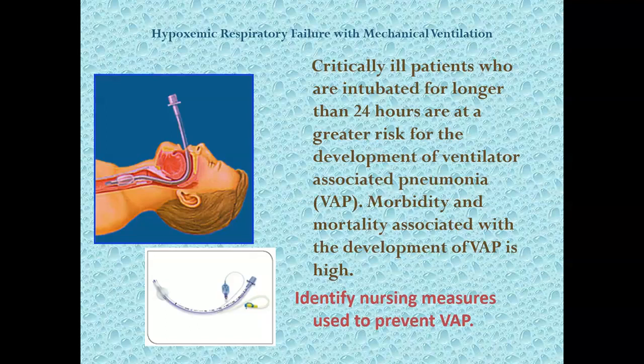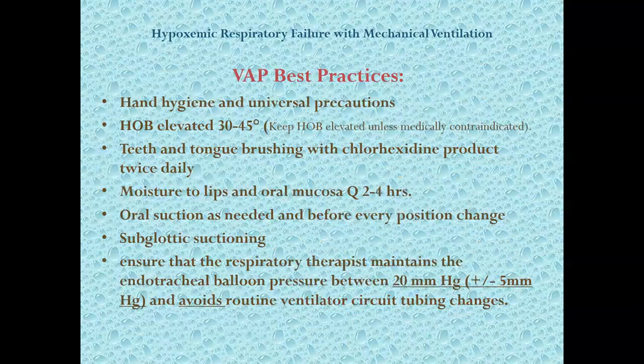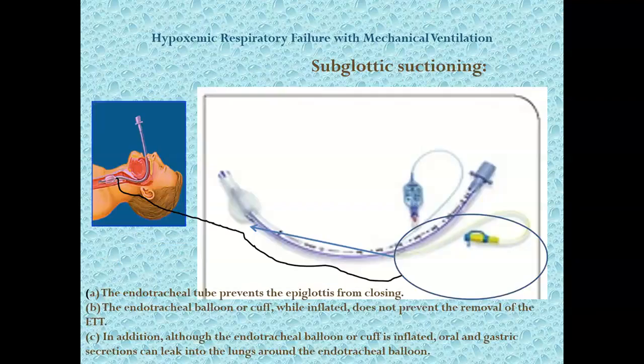So, what about nursing measures used to prevent VAP? VAP best practices are what's known as the VAP bundle, and they're all listed here, and I'll let you read them. I think the biggest thing is the subglottic suctioning. Make sure you put a circle around that. A lot of students are confused as to what that is. We've already talked about keeping the endotracheal balloon pressure at 15 to 25. And then, of course, the respiratory therapist shouldn't be changing the vent circuit frequently.